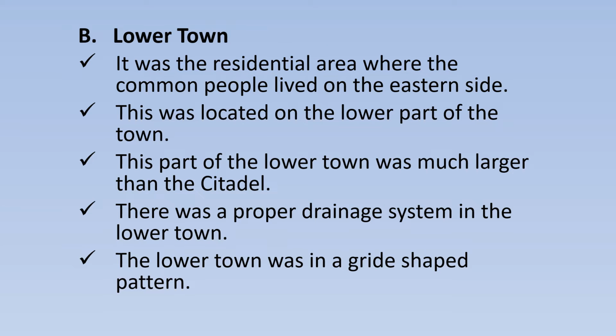The Lower Town. It was the residential area where the common people lived, on the eastern side. This was located on the lower part of the town. This part of the town was much larger than the Citadel. There was a proper drainage system in the Lower Town. The Lower Town had a grid-shaped pattern.